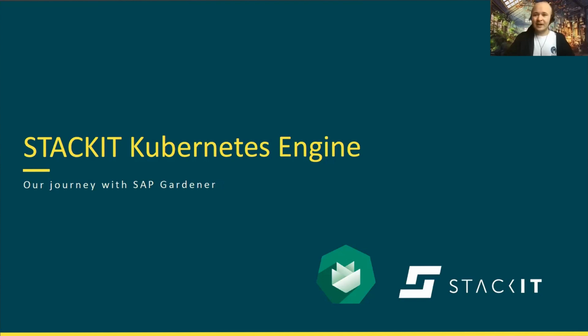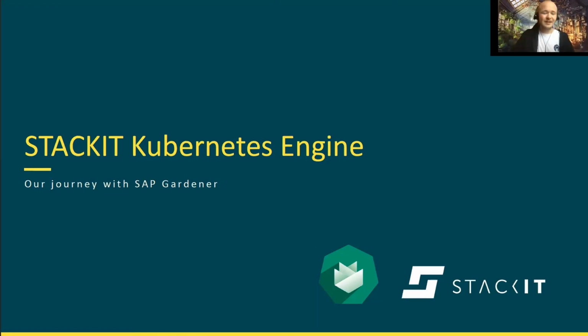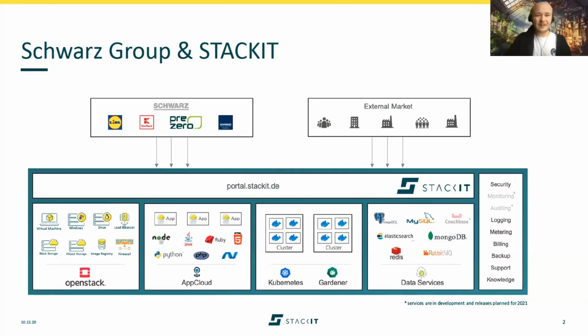And today we're going to tell you a little bit about the STACKIT Kubernetes Engine. First of all, I want to introduce myself. My name is Dustin Schmidt. I'm 24 years old. I've worked for about 6 years now at Schwarz IT, and I'm currently the product owner of the STACKIT Kubernetes Engine. So let's go to the next slide, and I will tell you a few words about the Schwarz Group itself.